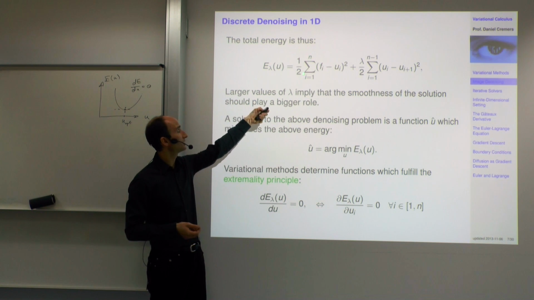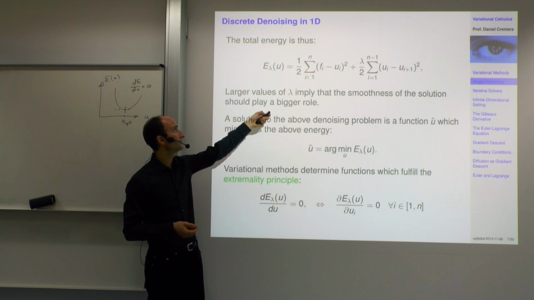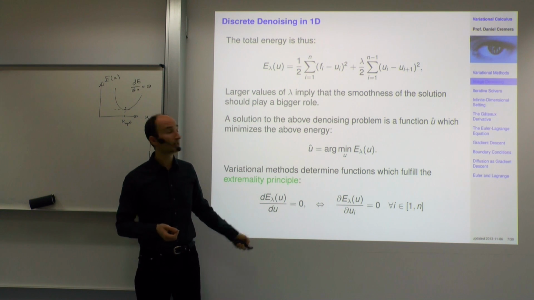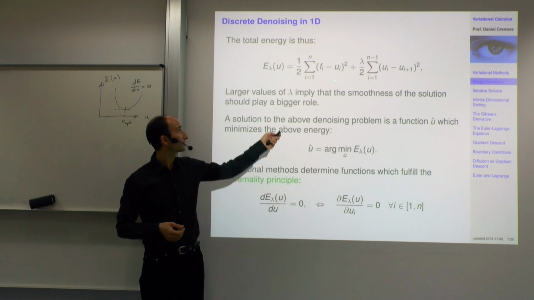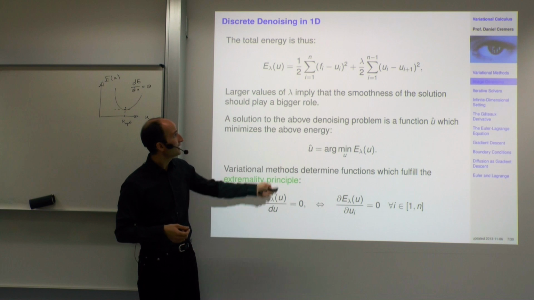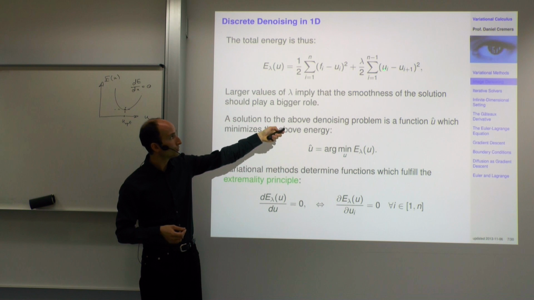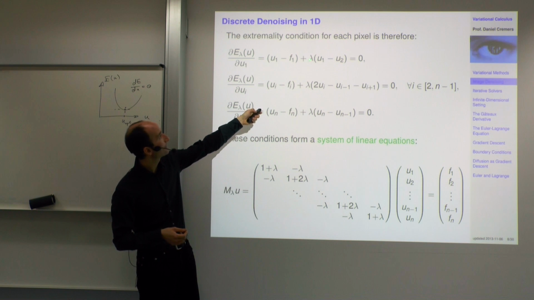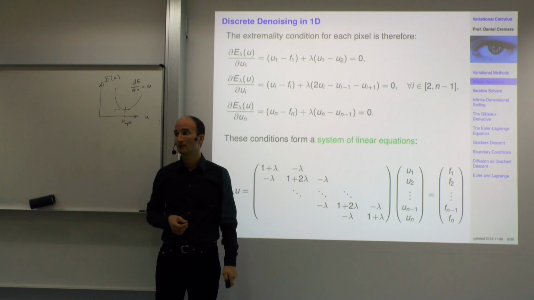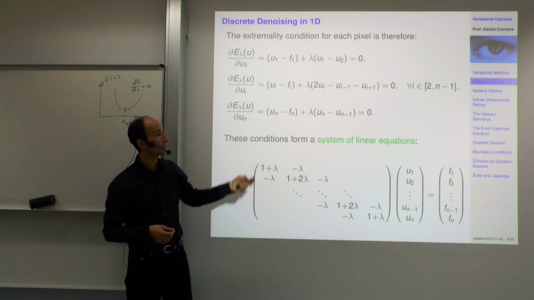Here, u1 appears in the first term of the sum, (f1 minus u1) squared. If you take the derivative, you get f1 minus u1, and the factor 2 cancels out. In fact, that is really the only reason why we put 1/2 here. Then we have u1 in the second term, (u1 minus u2) squared, and taking the derivative we get lambda times (u1 minus u2). And the whole thing must be 0.